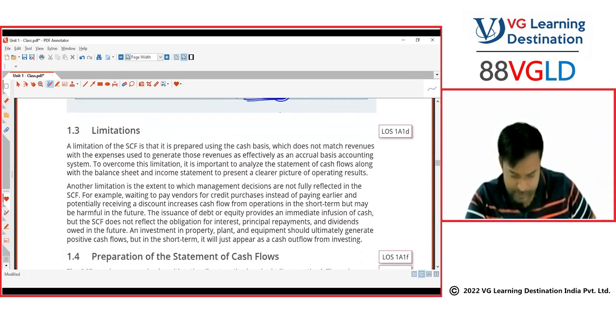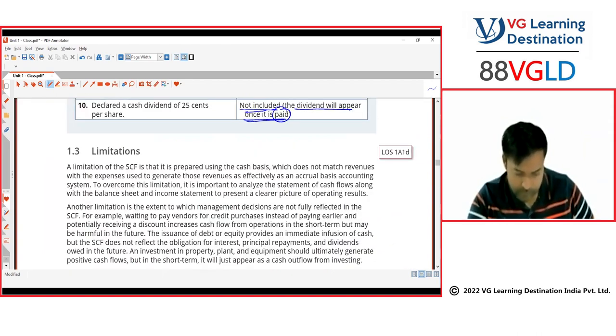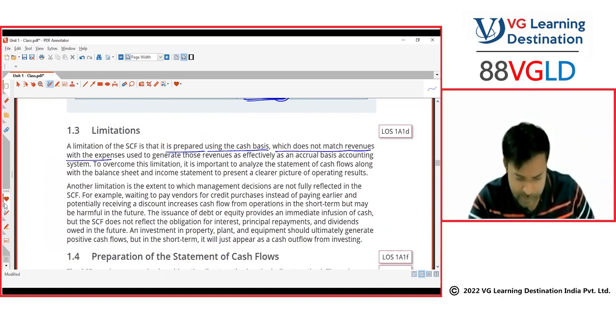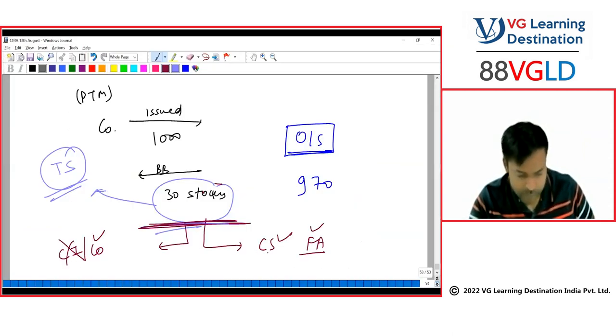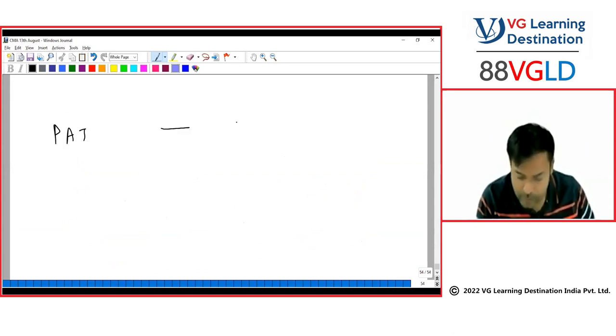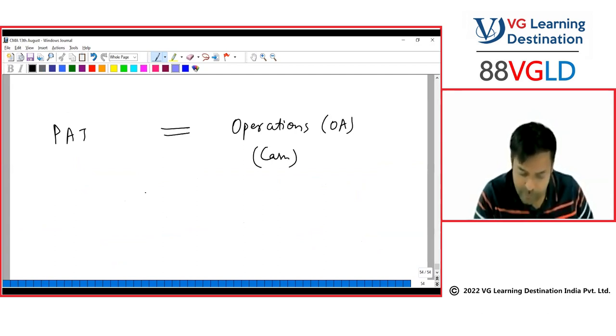Okay, let's see the limitations of that. The limitation of the statement of cash flow is that it is prepared using the cash basis, which does not match revenue with expenses. What does that mean? It means, guys, it is pure and pure cash flow. So the point they're saying is, your PAT and whatever cash flow you are generating from your operations, that means from OA, is it going to match, everyone?